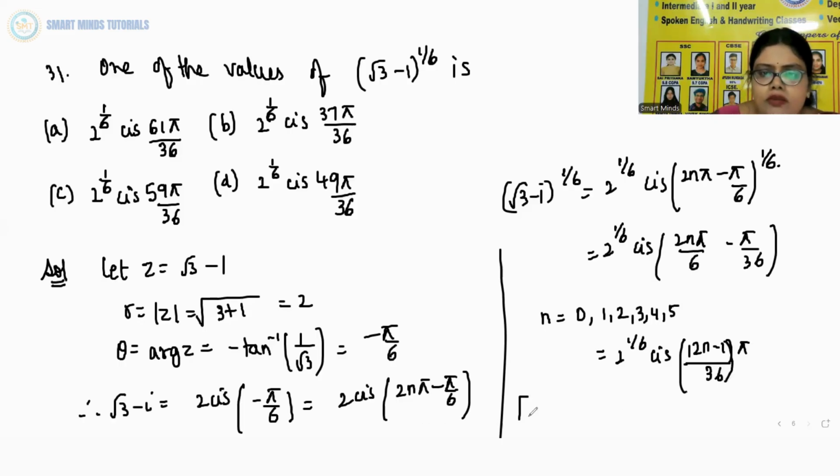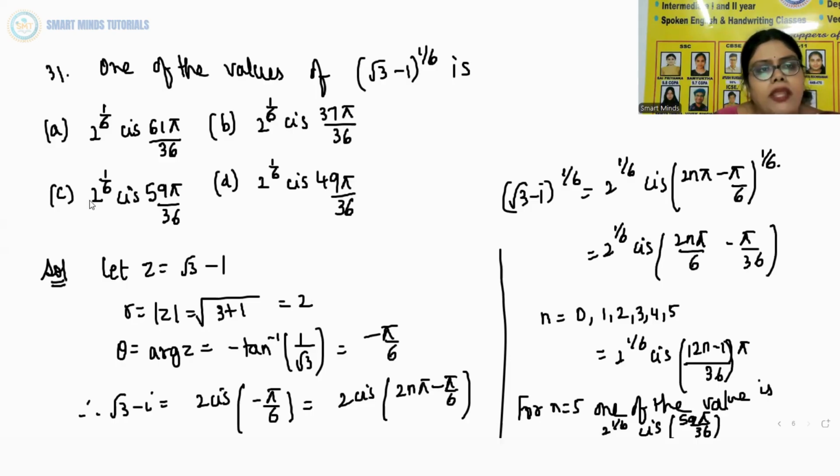So for n is equal to 5, one of the values is 2 power 1 by 6 cis 59 pi by 36. So we are getting 59 pi by 36 if we are taking n is equal to 5.